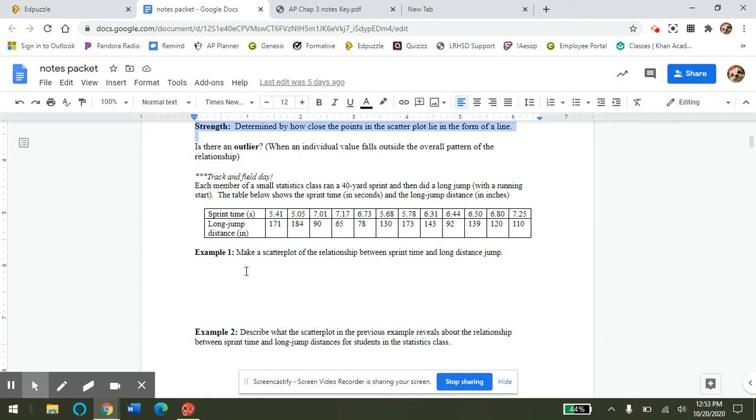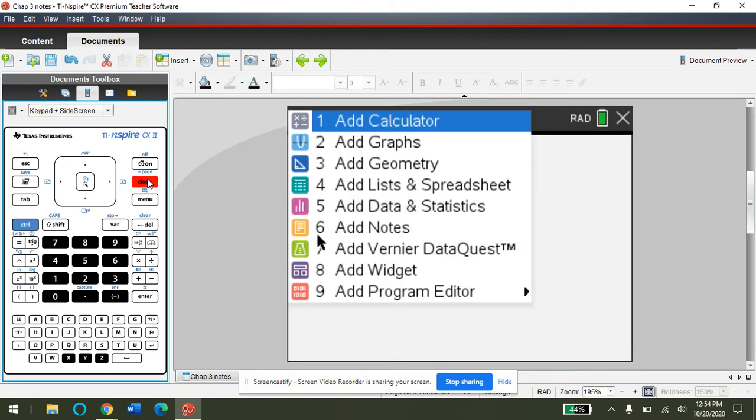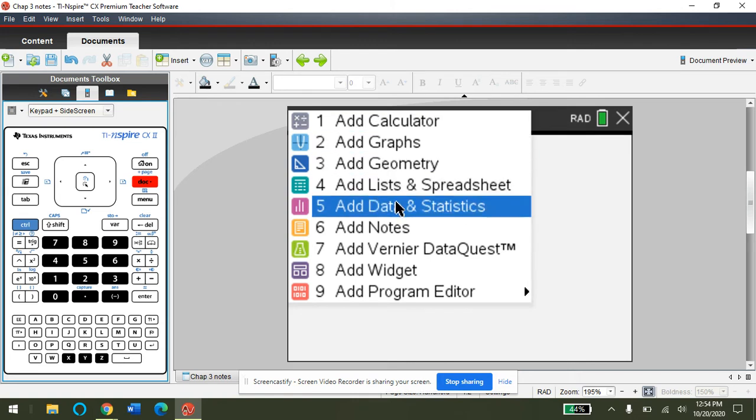The first thing we want to do is make a scatter plot of your relationship. We are not graphing this by hand. I know that you guys know how to graph ordered pairs as a scatter plot by hand. I want to talk to you about how we're going to do all this in the calculator. I already have my sprints and jumps written down. I'm going to put sprint on the x-axis and jump on the y-axis. So I typed in my two data sets and I'm going to add a plus page, and I'm going to graph a data and statistics.